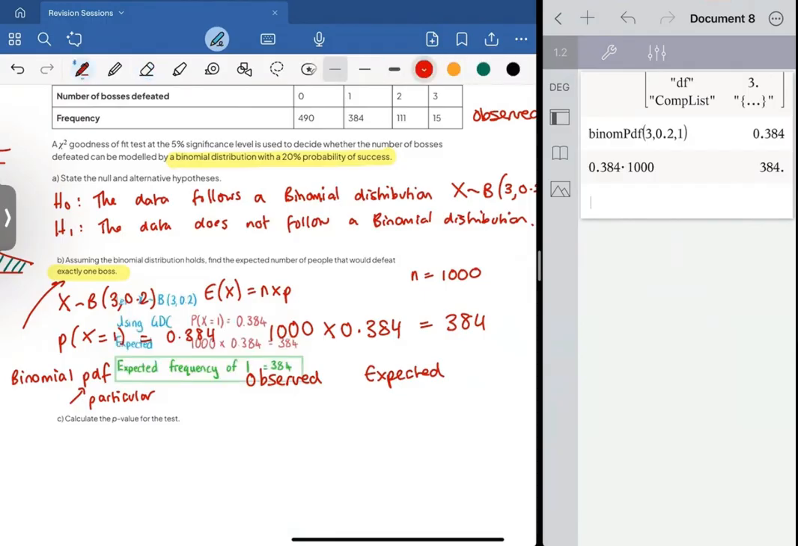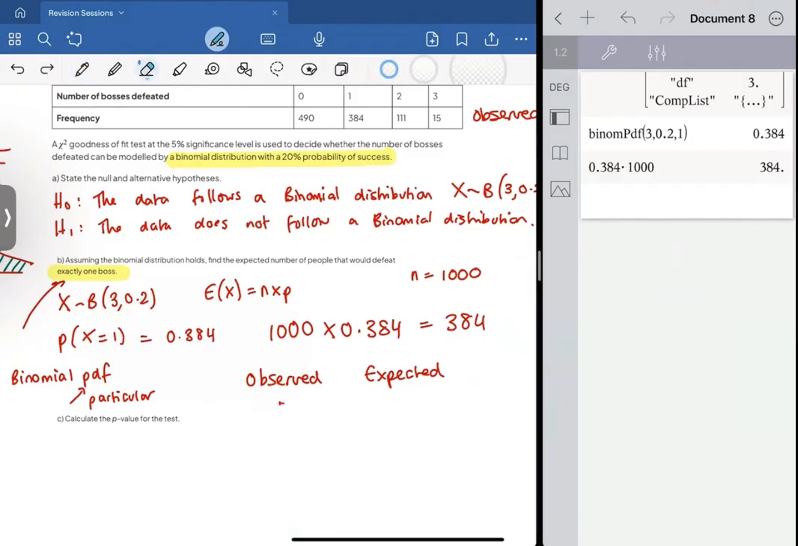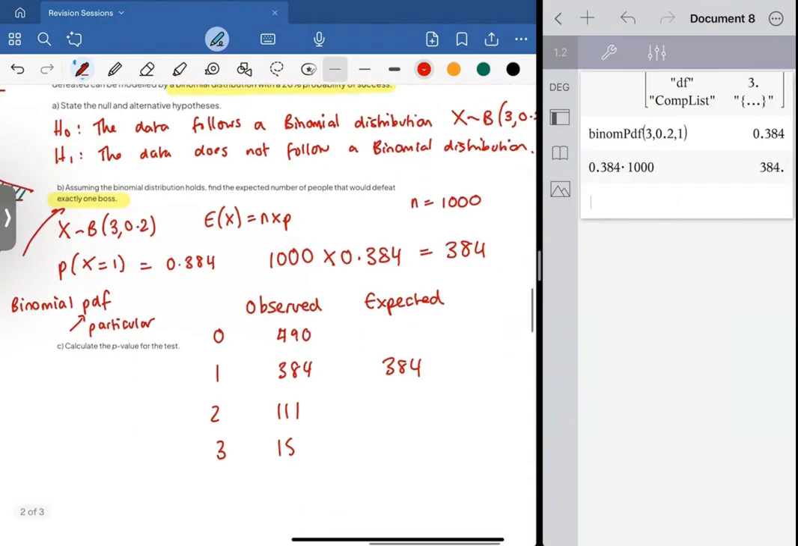Now, our observed, we've got they either defeat 0 bosses, 1, 2, or 3. We observed 490, 384, 111, and 15. And we've just worked out we would expect 384. Oh, that's kind of cool. So it matches up exactly. But you can see that we've got 3 more of these to do if we're going to do this chi-square goodness of fit test. So let's quickly go through these now.